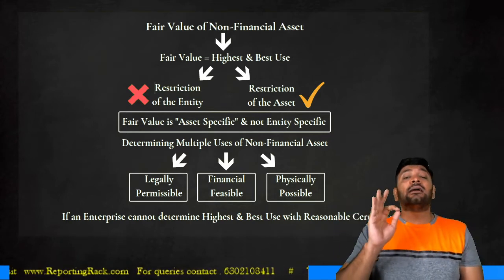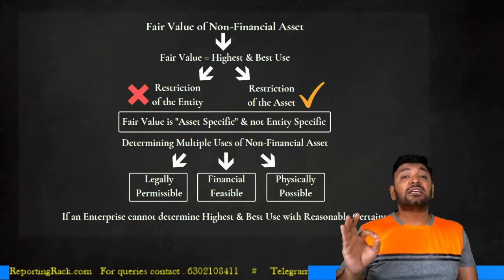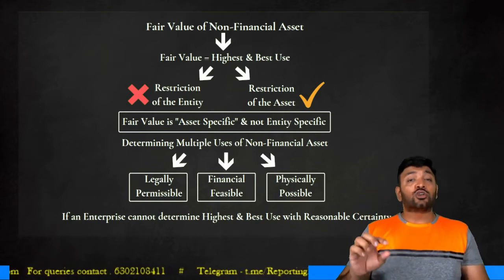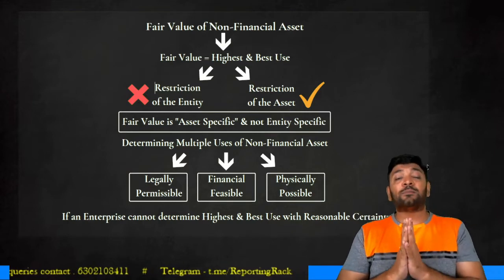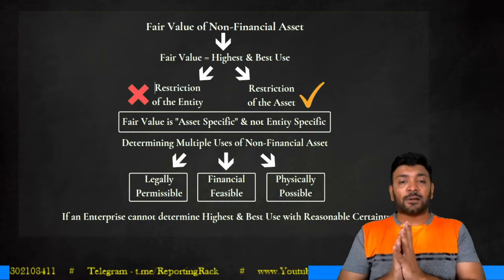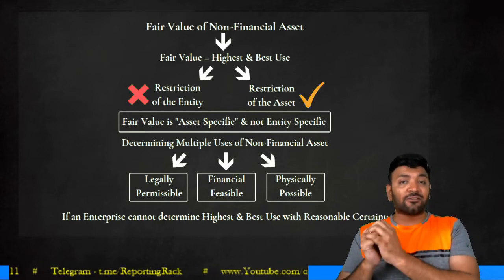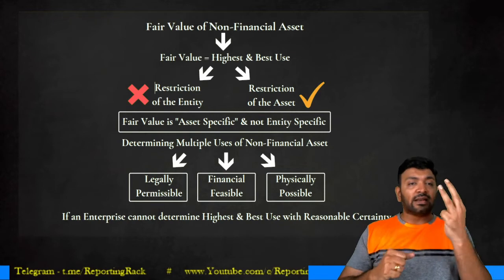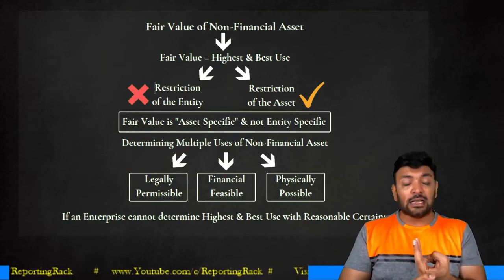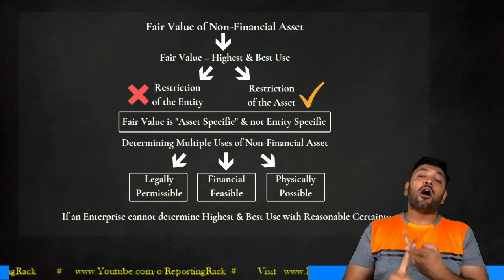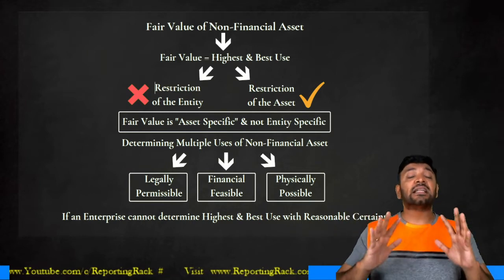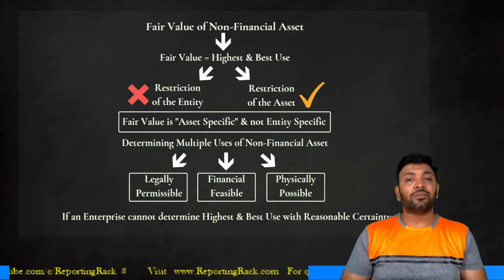Therefore, restrictions of the entity should not be considered, but the restrictions of the asset to be used in a particular manner should be considered in determining its highest and best use. So I've derived a sentence saying that fair value is specific to an asset and it is not specific to an enterprise. It is asset specific, not entity specific. While determining multiple purposes for which the asset can be used, I'll have to assess three things. Is that use physically possible? Is it legally permissible? Is it financially feasible? If I cannot determine multiple uses of the asset, then in such case, the current use can be considered as highest and best use. Clear?